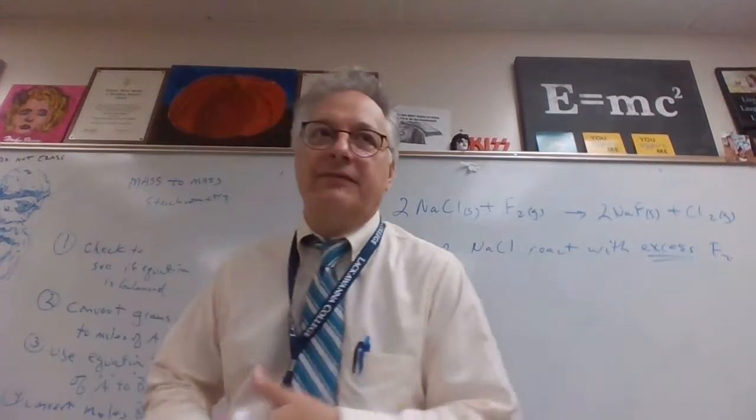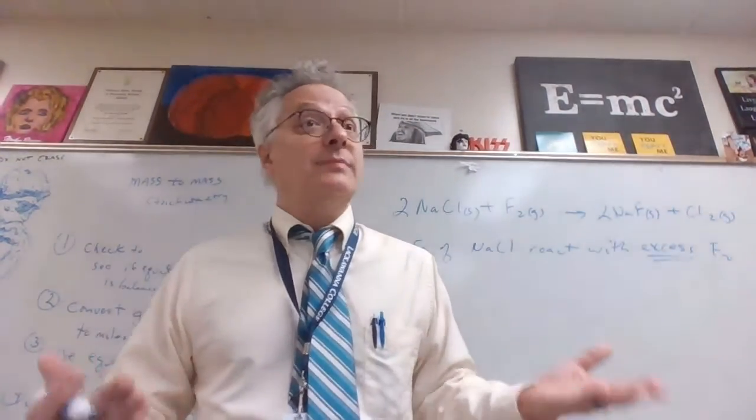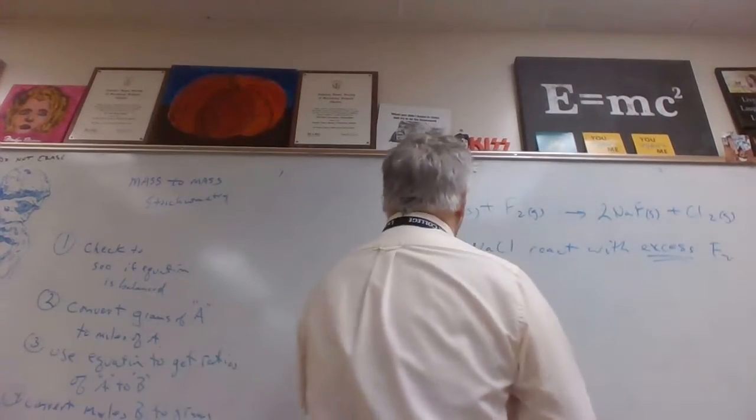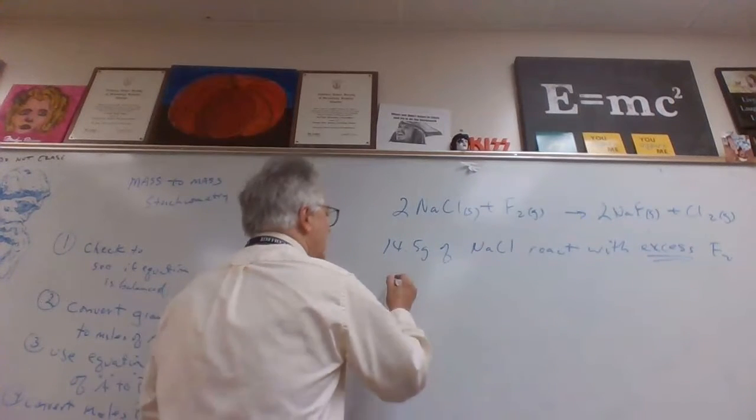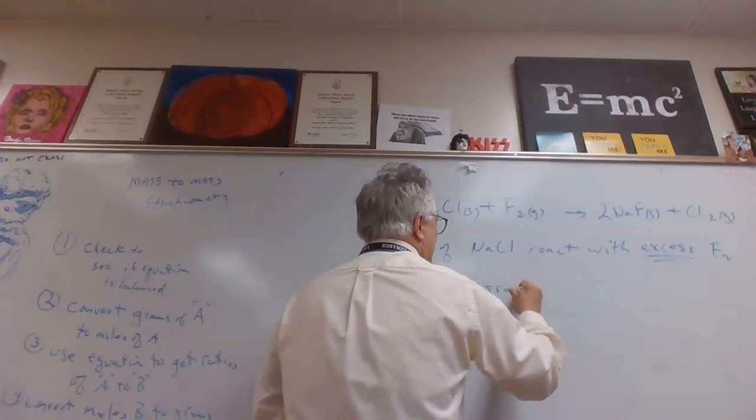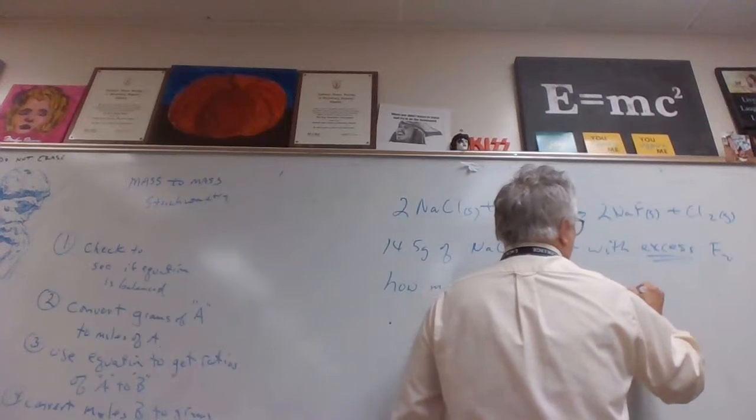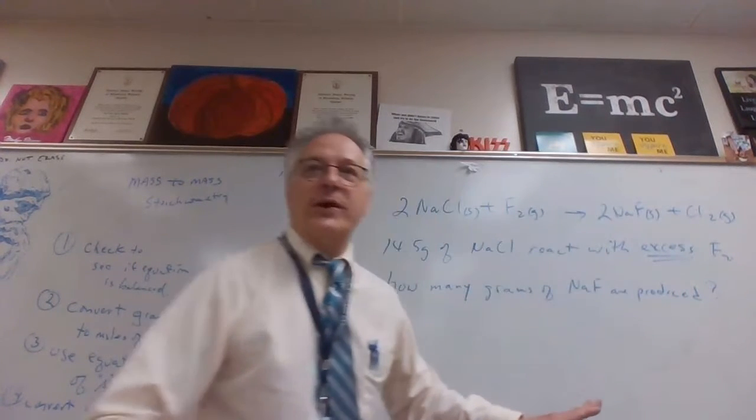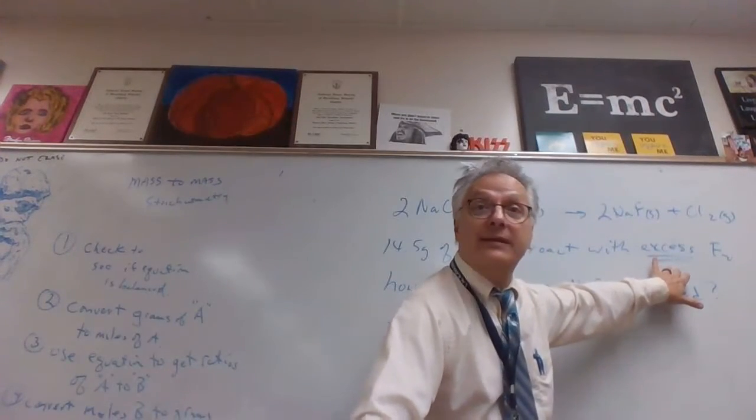But that's not real life sometimes. Sometimes we do have an excess reactant. Sometimes we don't. Sometimes you might see a question like this. To finish this question, they would say something like, how many grams of NaF are produced? And in order for us to do a question like this, we learned that we didn't have to worry about the fluorine in the calculation.